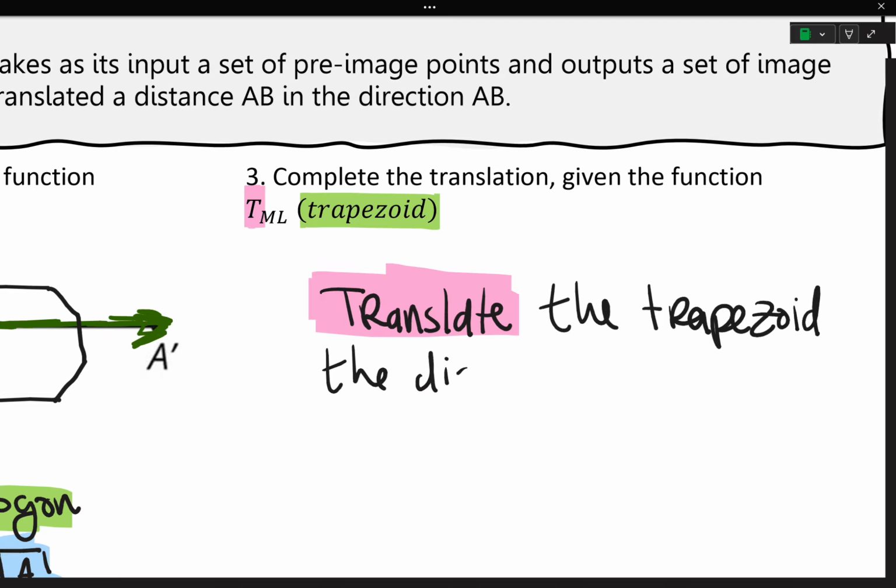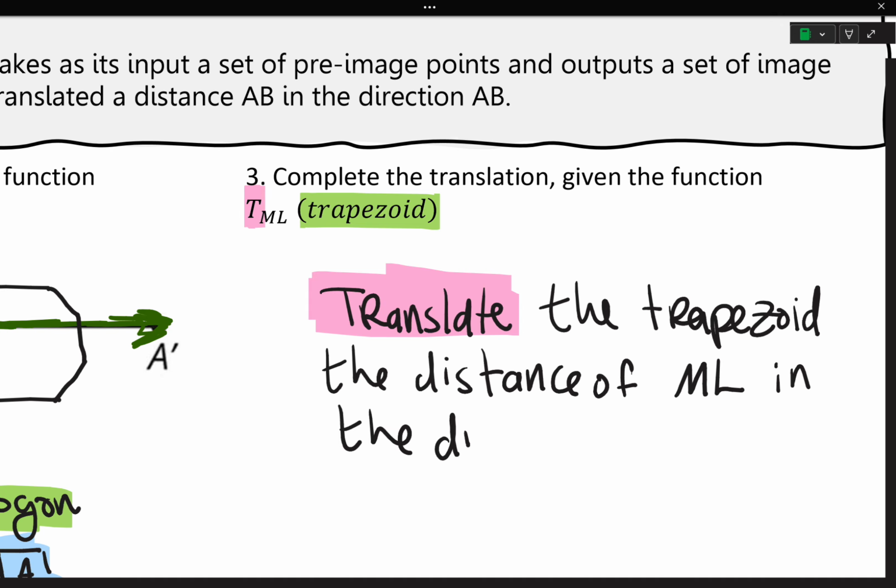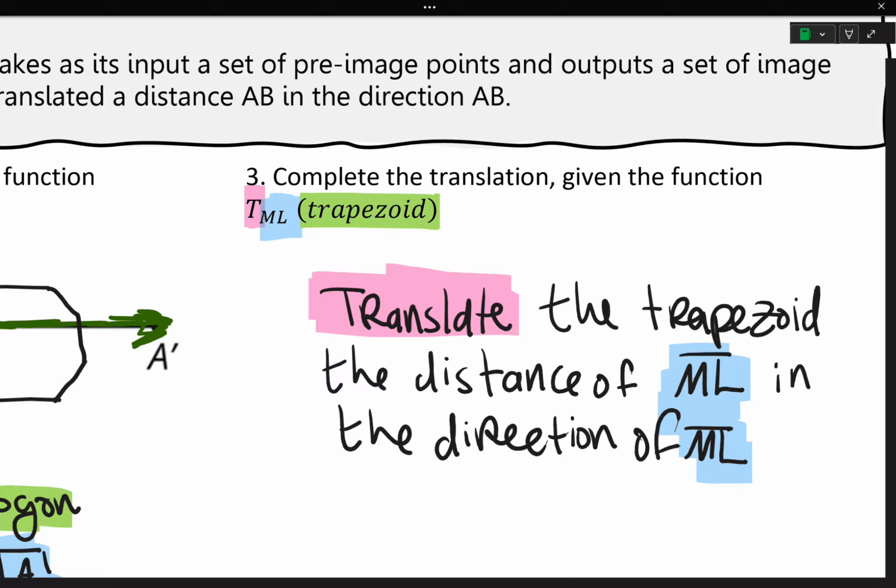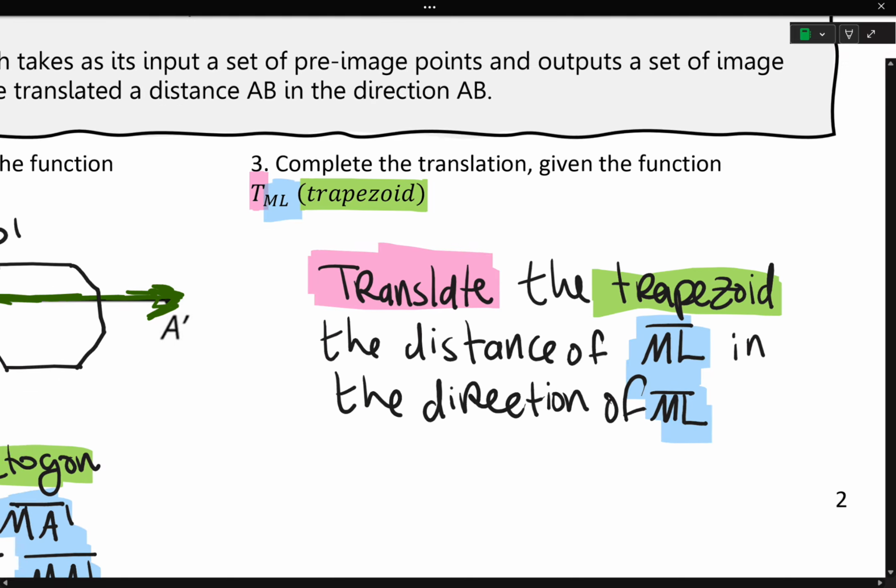The distance of ML in the direction of ML. Obviously, take a second, pause it, write it, and now let's draw it.